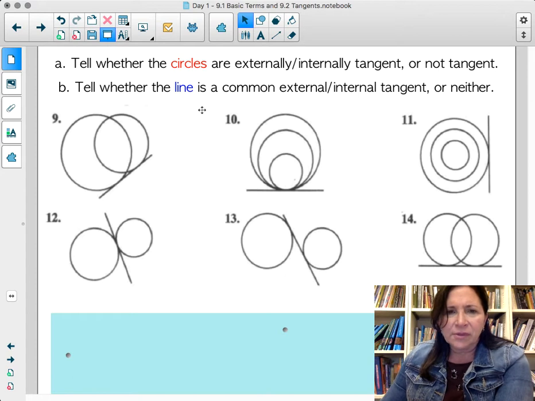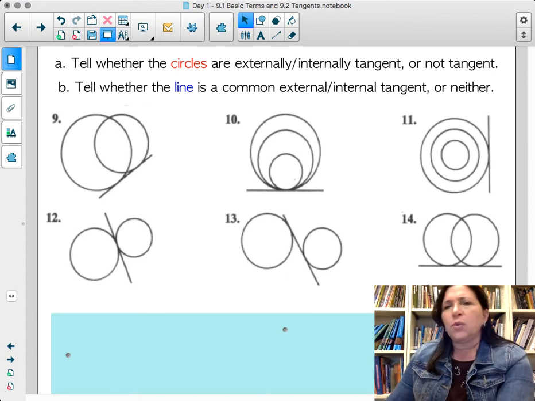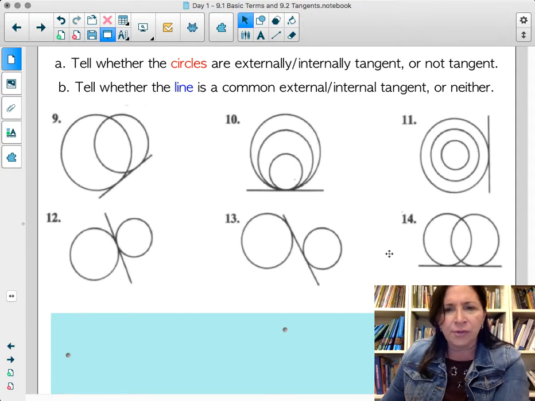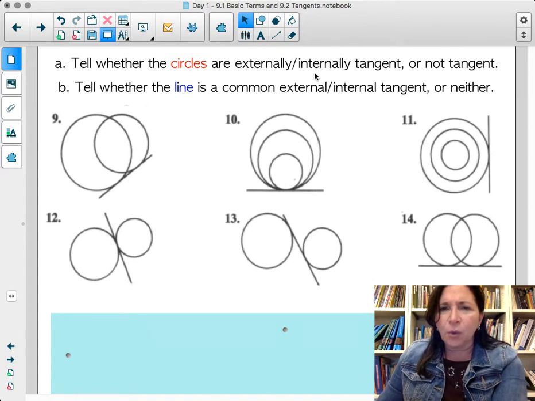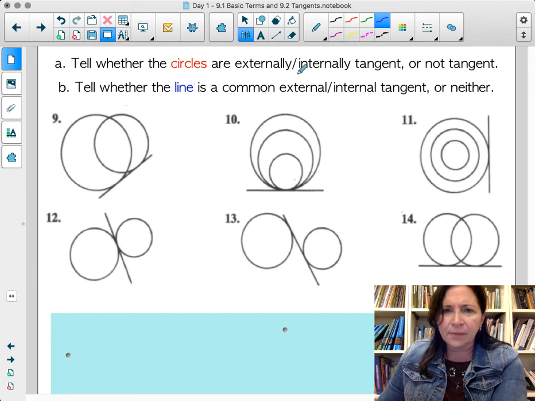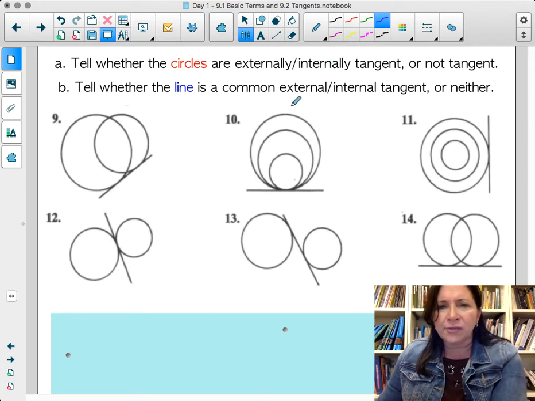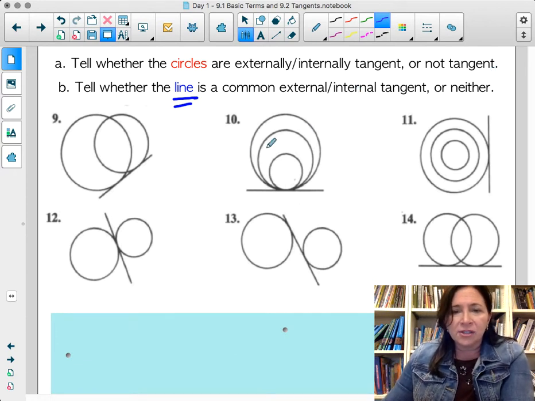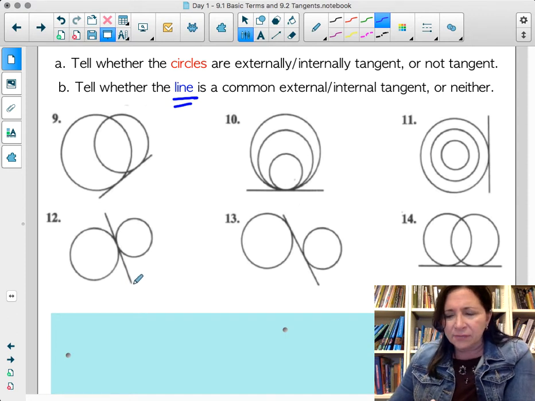So here are some examples. You have two parts to this, and what I would suggest is that you pause the video for a minute and go through these problems. The two things that you need to do are this. The first thing is you're going to tell whether the circles are externally or internally tangent. That's part A. Part B is you're going to tell whether the line is a common externally tangent or internally tangent, or neither, or not a tangent. So pause the video for a minute.